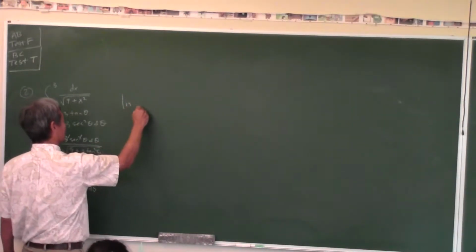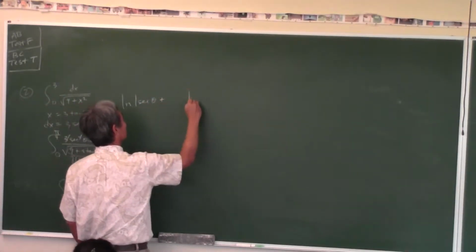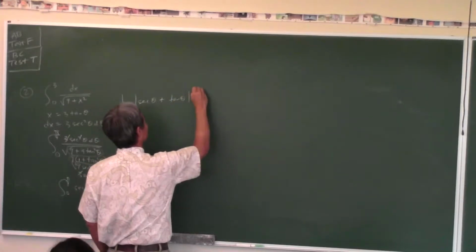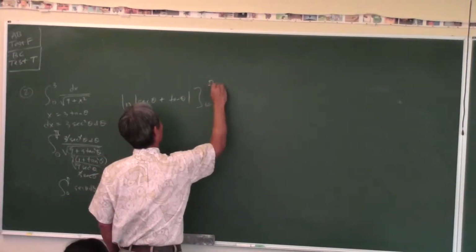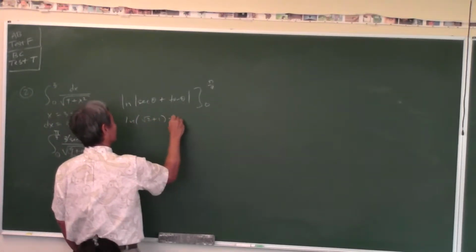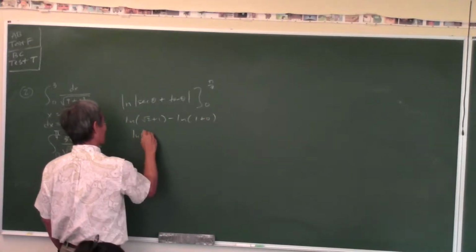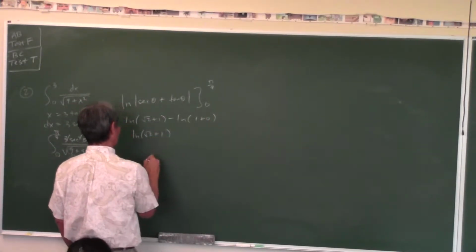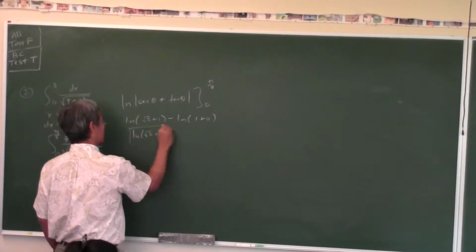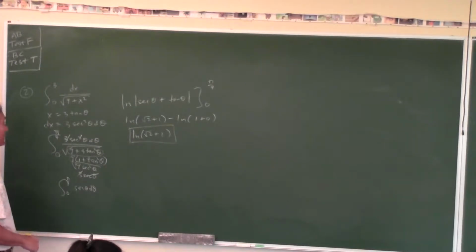ln absolute value of secant theta plus tangent theta, from 0 to pi over 4. Plug in the top number. ln of root 2 plus 1, minus natural log of 1 plus 0. But natural log 1 is 0, so natural log of root 2 plus 1. Distributing the natural log, don't dare. Factor out the root. That's the answer. Wasn't this like the same answer we had yesterday? Yeah, except factor out only the root.